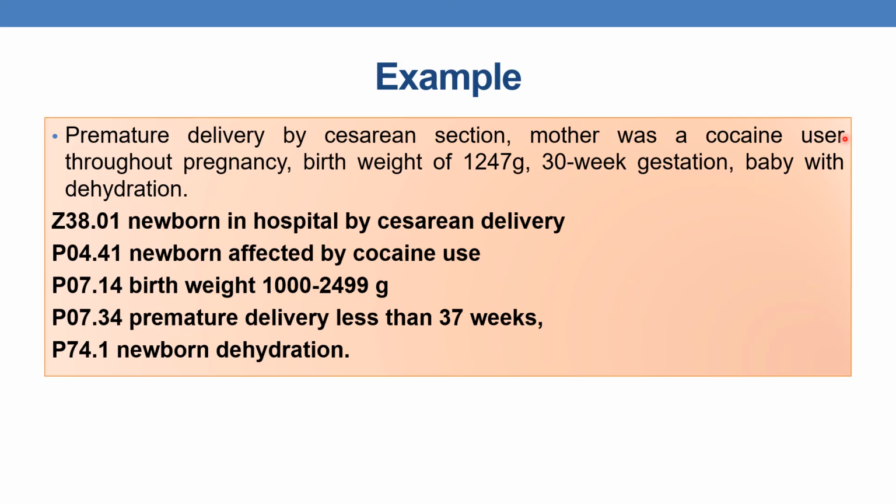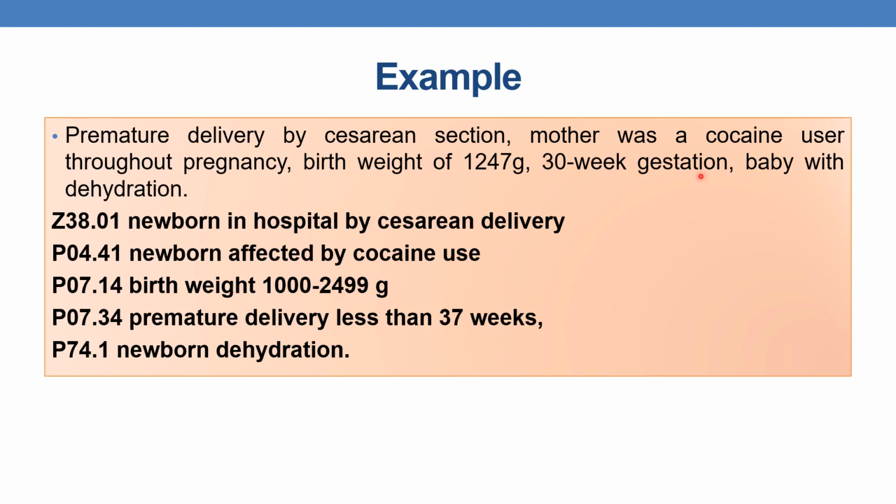Next, mother was a cocaine user, P04.41, newborn affected by cocaine use. Next, birth weight. Whenever birth weight and gestation codes are both available, birth weight codes will take the precedence first, as we have discussed earlier in the guideline. So first code would be P07.14, birth weight in the range of 1000 to 2499 grams. Here the birth weight is 1247 grams. So this comes under this range.